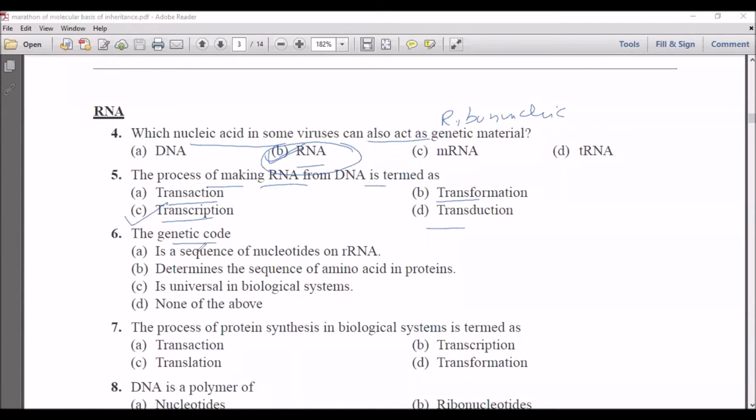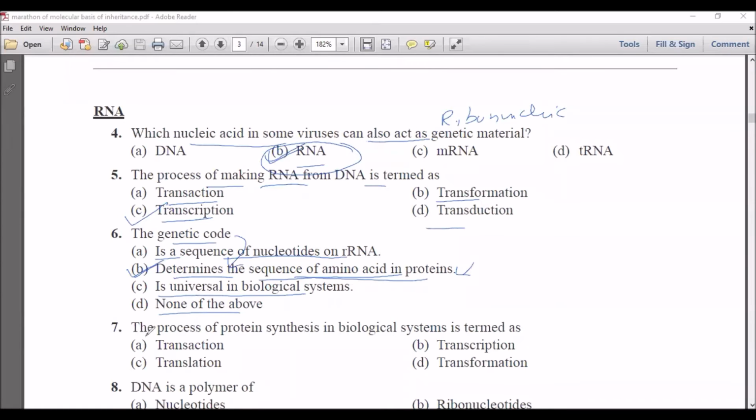The genetic code is a sequence of nucleotides on ribosomal RNA. The second option is, it determines the sequence of amino acids in protein. Third is, universal in biological system. And fourth is none of the above. We know that the genetic code determines the sequence of amino acids in the protein. So option B is the correct answer.